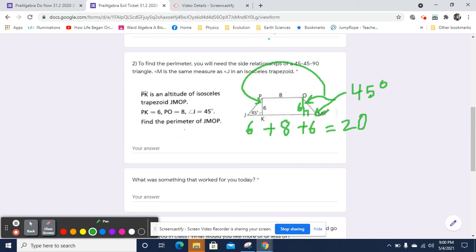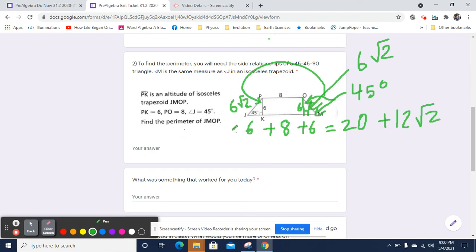We need these slants. The slants are going to be irrational because the slants are going to be 6 root 2, because it's a 45-45-90 right triangle. So that's 6 root 2. And this right here is also 6 root 2. So we're going to have to add 6 root 2 to 20, and we have to add another 6 root 2. So put those together, it's going to be 12 root 2. So we're going to add 6 root 2 plus 6 root 2, which will be 12 root 2.